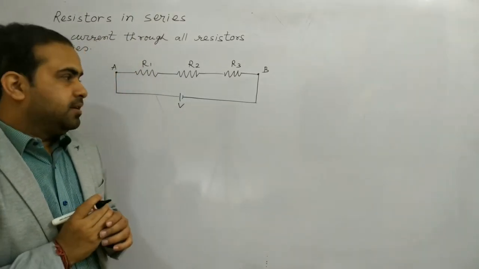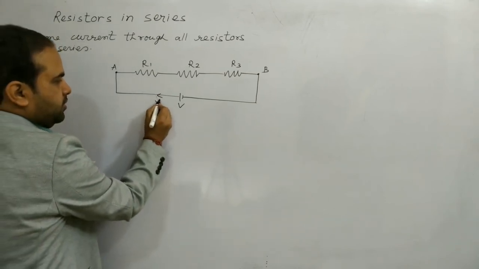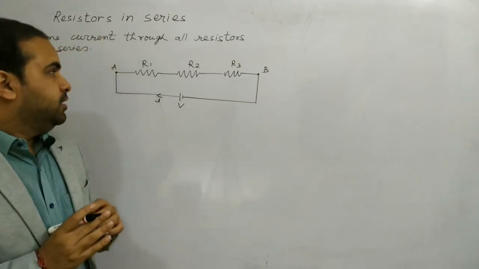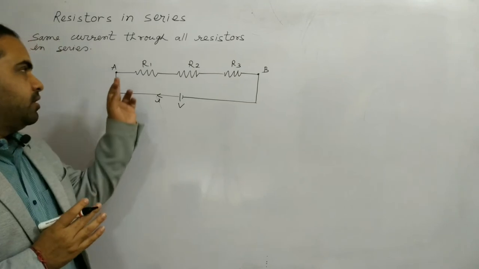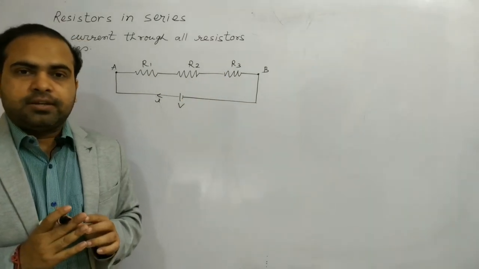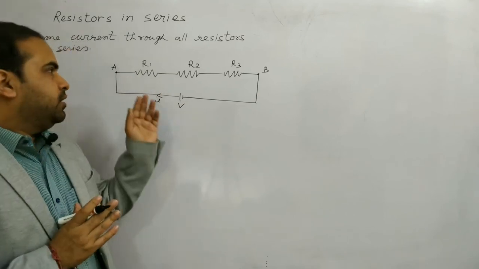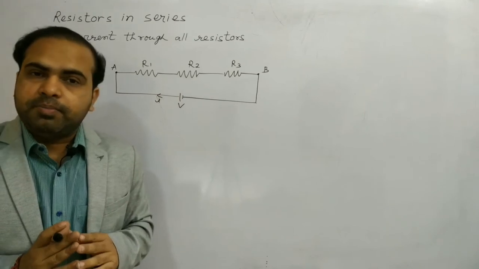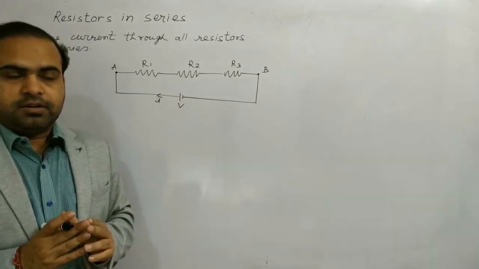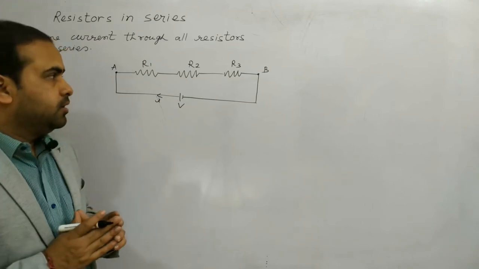मान लीजिए कि इस बैटरी से I करंट फ्लो कर रहा है, बैटरी से I करंट निकल रहा है, तो I करंट R1 में भी जाएगा, R2 में भी जाएगा और R3 में जाएगा, क्योंकि करंट will not be divided anywhere here. So we see current through all the resistors will be same and we will say that this is a series combination of resistance R1, R2 and R3.